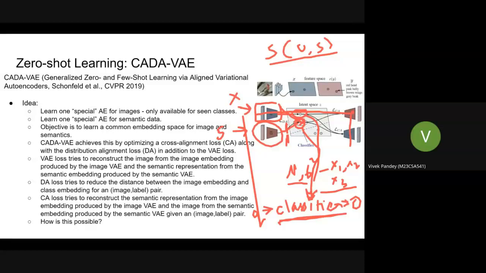So any one input will be enough, right? Either input is enough. Semantic or image, while testing? While testing, you obviously will get only images. Because for testing, you have access to both seen and unseen class images. But for training, you don't have access to training images of the unseen classes.